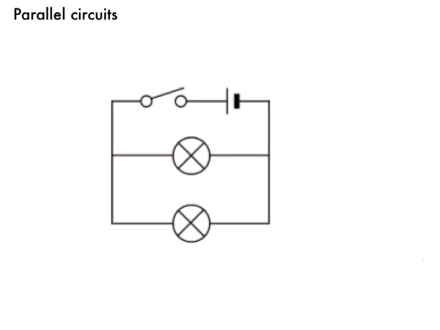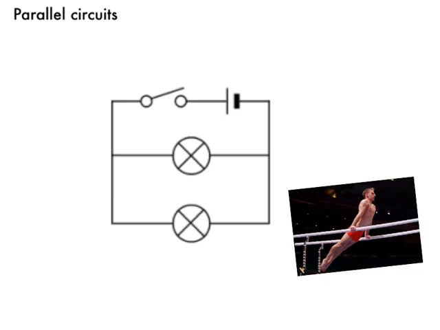Just think about the sport, parallel bars. The two bars go along straight next to each other. They never touch, never get close together or further apart. With the two branches, this is a parallel circuit. You could have two branches or three branches or four branches. As long as they all go along parallel to each other, it's a parallel circuit. So let's see how this actually affects the different properties of the circuit, such as the current and the potential difference and the voltage. Firstly, let's think about current in a parallel circuit.